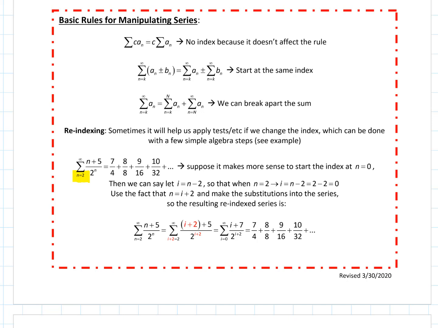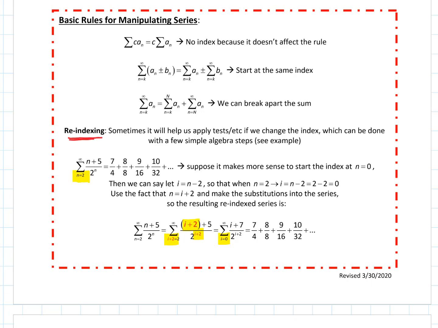So I would say let i equal n minus 2, and then I just make those adjustments. So then n is i plus 2, and I replace that throughout the series. So notice what we're doing here. This is switching the index. Now I've got the series (i plus 7) over 2 to the i plus 2, and it generates the exact same series. So this is just a little example of re-indexing.